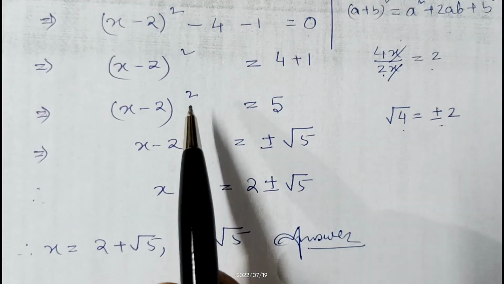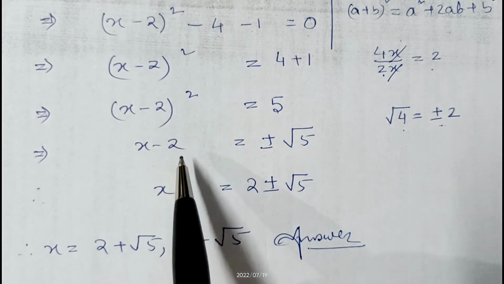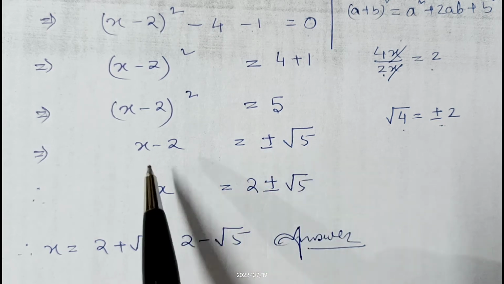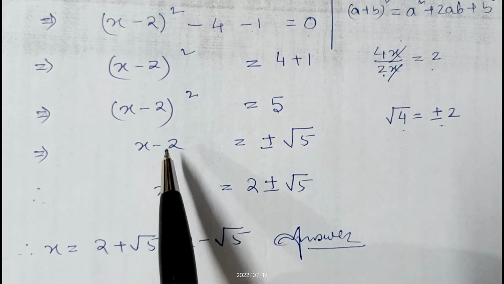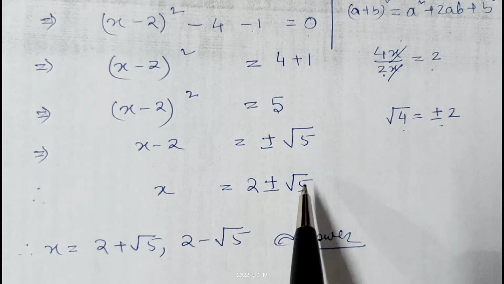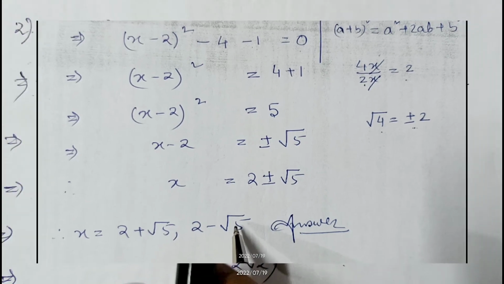To remove this square we have to take the square root on both sides. If you take the square root on both sides, it will be x minus 2 equals plus minus root 5. So x will be, if you transfer the minus 2 to the other side, 2 plus minus root 5. So the required roots are 2 plus root 5 and 2 minus root 5.